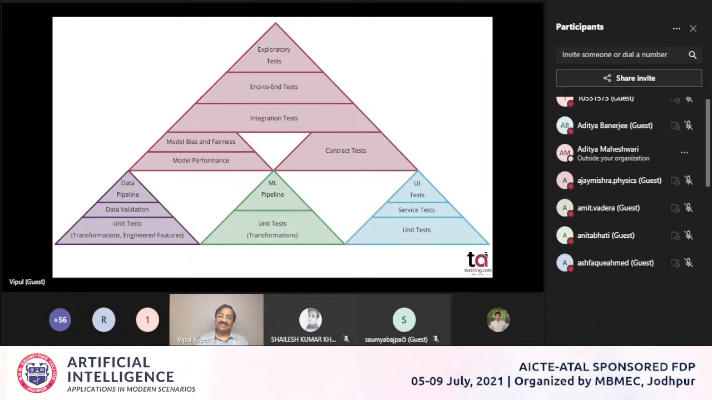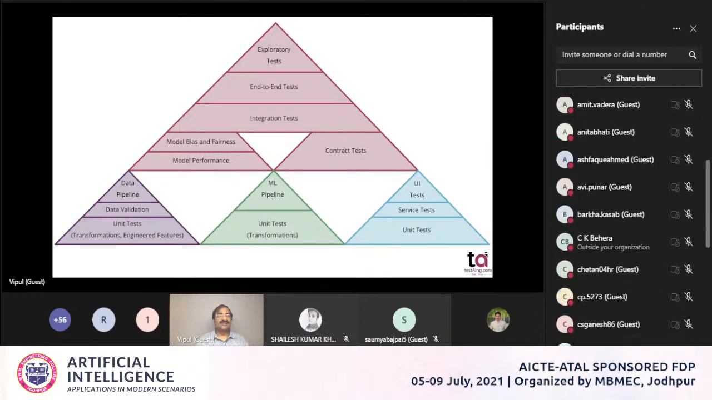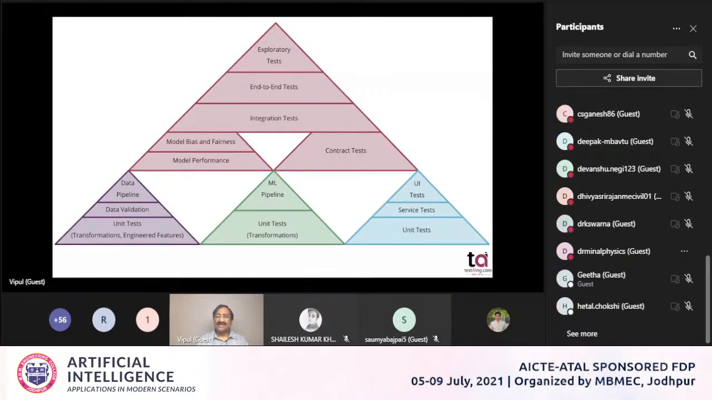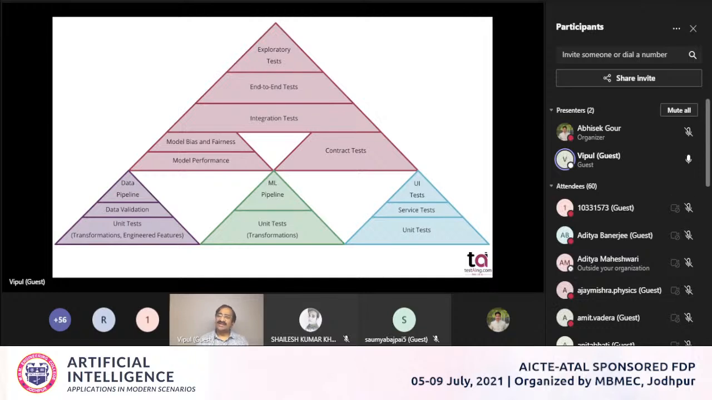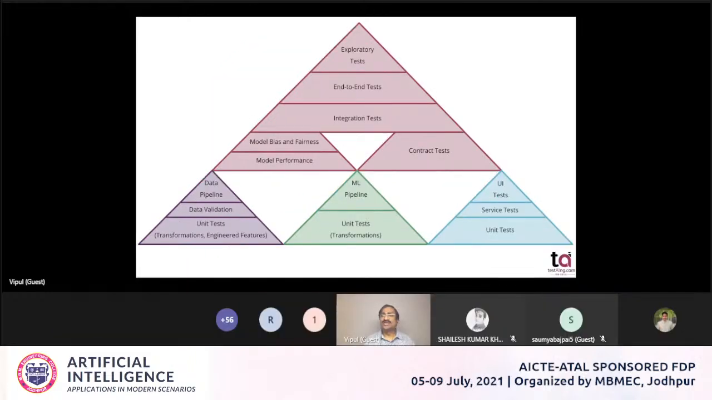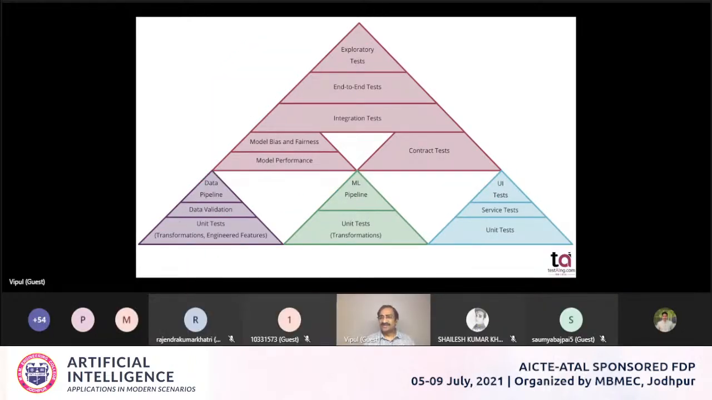A guy named Jason Arbon runs test.ai, and I believe that's the website. And he's an ex-Googler, he provides services around this and maybe some product as well. There are other things also, but we'll talk about that later. Right now, coming back to the test pyramid.